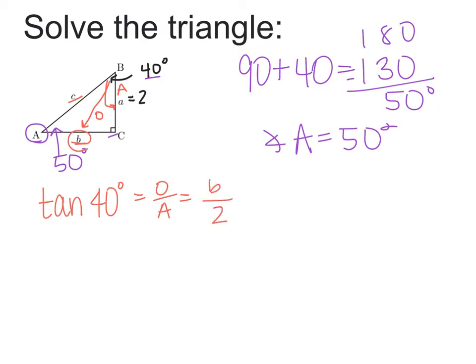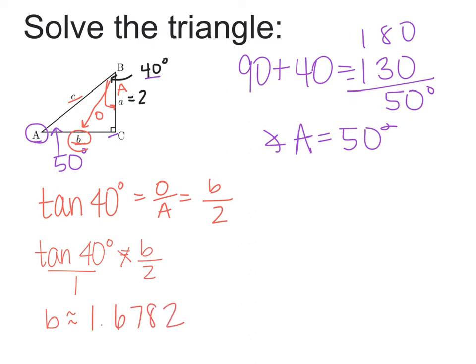opposite of me is b over 2. So I'm going to use my graphing calculator, and I'm going to plug in tan of 40 degrees, remembering to be in degree mode, because if I'm in radian mode, that will screw everything up. And what I'm going to do is cross multiply and multiply that by 2, and I get that the side length of b is about 1.6782. And that makes sense, because I'm never going to have a really perfect triangle in this situation.